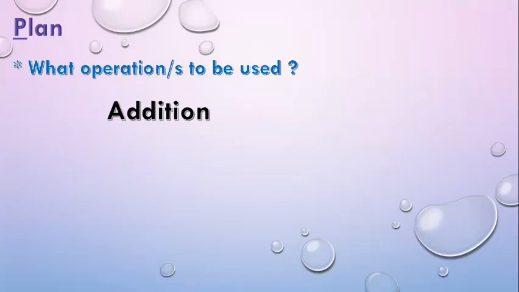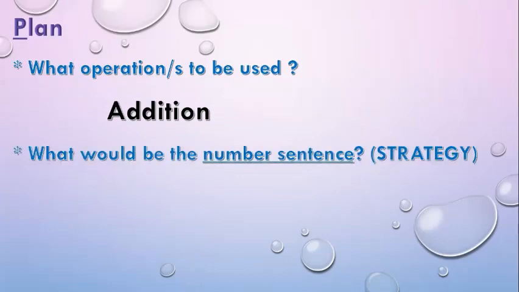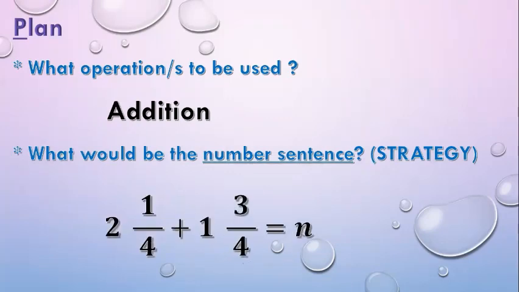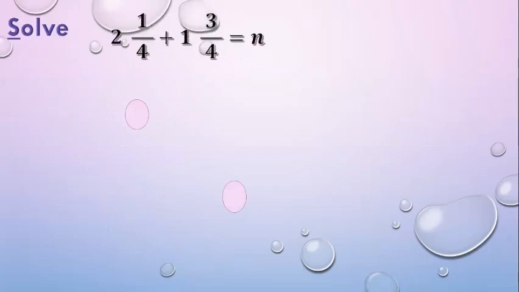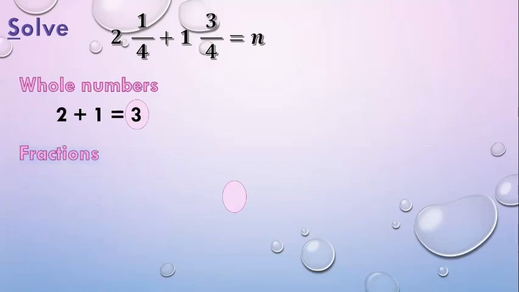So in your plan, the operation would be addition because of the word total. That's the keyword. Then what would be the number sentence? Of course, the given will be added. So 2 and 1/4 plus 1 and 3/4. Okay, then let's solve. Using this equation, working on the whole numbers, 2 plus 1 is equal to 3. Let's work on the fractions. And they are similar fractions, so we can add the numerators directly. 1 plus 3 equals 4.